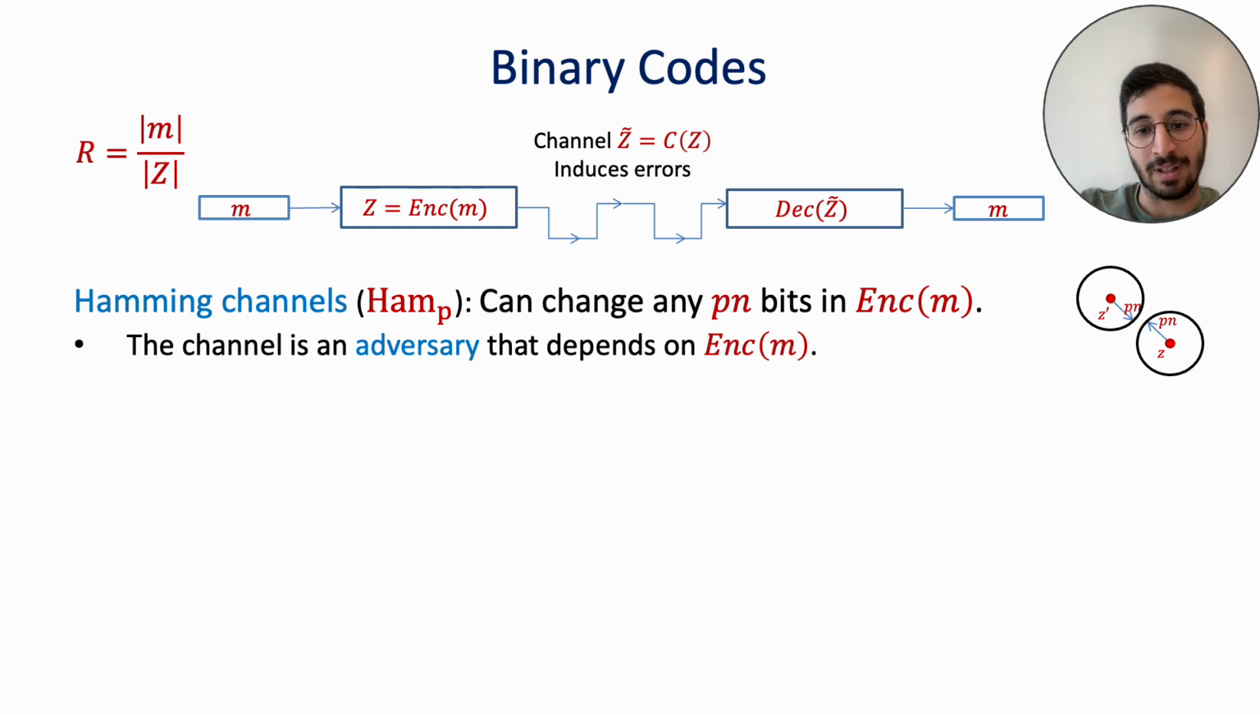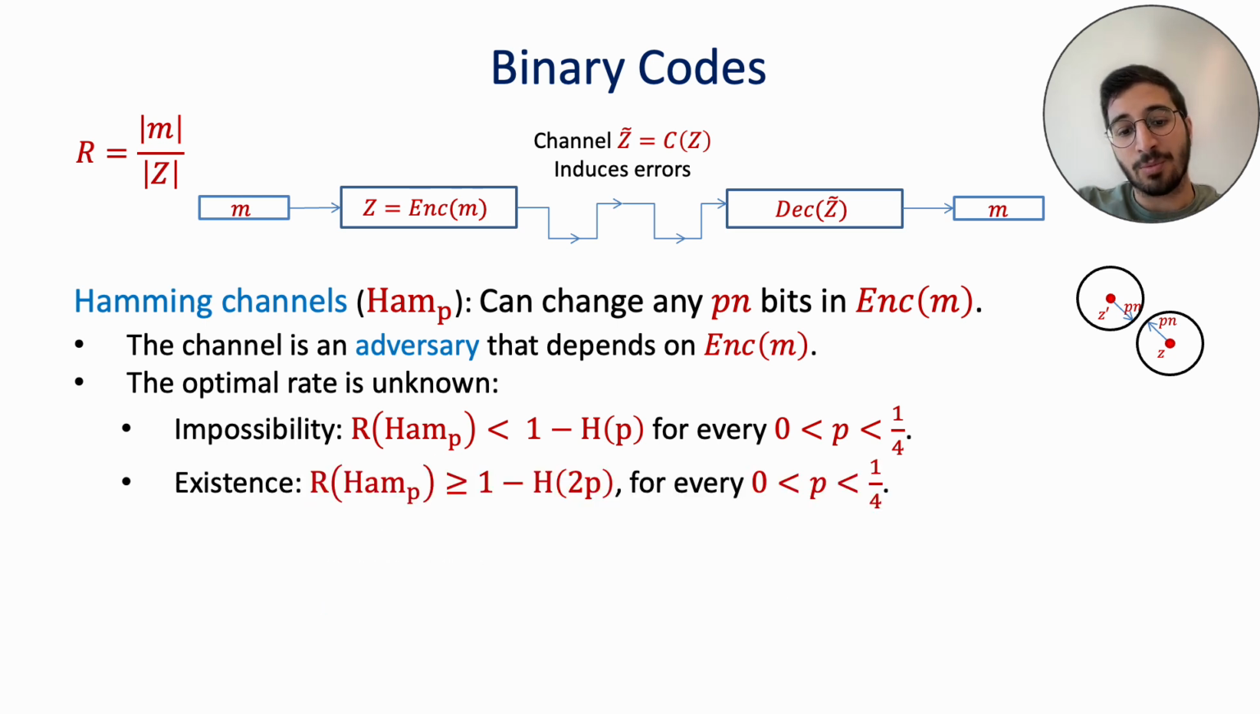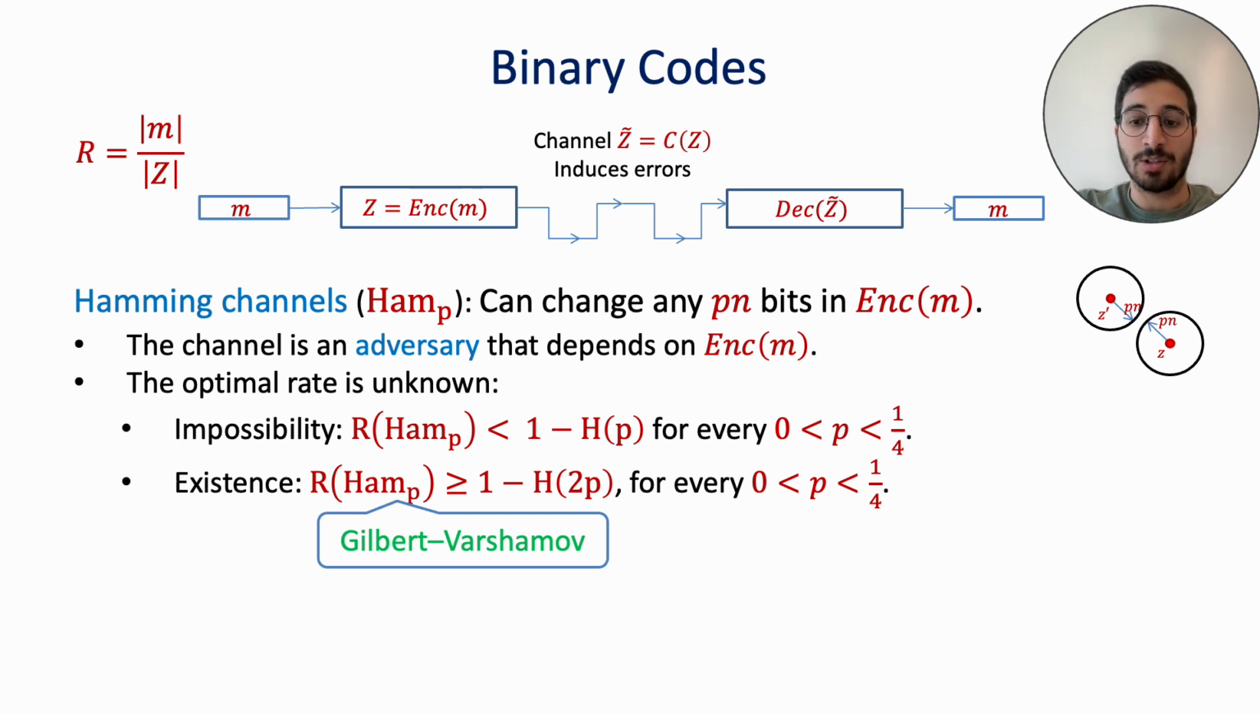Even though this is the most studied class of channels, the optimal capacity of this channel is unknown. For starters, we know that the rate is strictly less than 1 minus H(p), where H(p) denotes the Shannon entropy function. On the other hand, we know that existentially, there are codes that achieve a rate as large as 1 minus H(2p). This is the famous Gilbert-Varshamov bound. So the actual rate lies somewhere between 1 minus H(p) and 1 minus H(2p), but we don't know what the correct answer is. This is a major open question that has been open for many years.